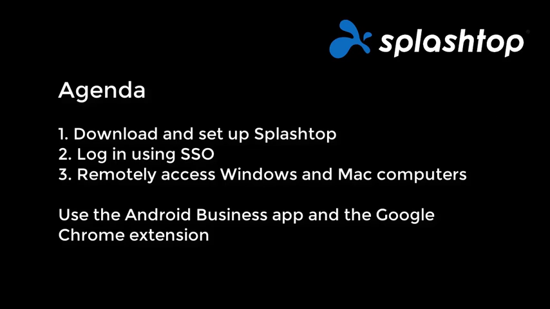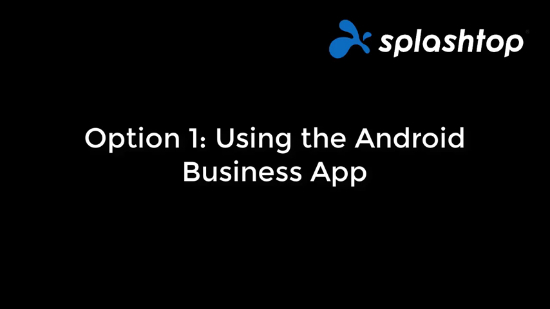We'll go over how you can download and set up Splashtop on the Chromebook, log in using single sign-on, and then remote into Windows as well as Mac computers. You can use either the Android Business app or the Google Chrome extension to do so. And we'll go over both in this video. Let's begin with using the Android Business app.